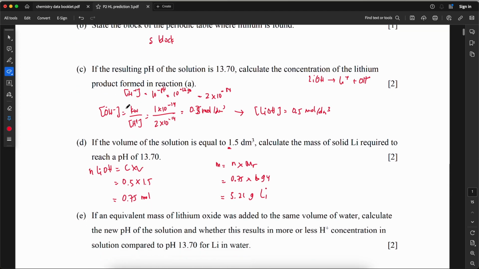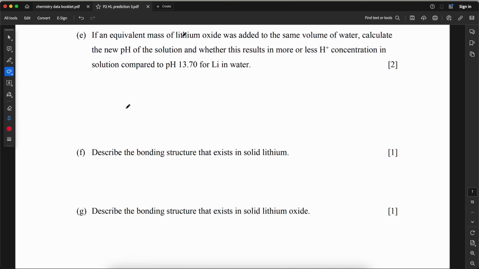If an equivalent mass of lithium oxide was added to the same volume of water, calculate the new pH of the solution and whether this results in more or less H+ concentration in solution compared to pH 13.70 for Li in water. So when lithium oxide is added or dissolved in water, it will produce lithium hydroxide. So now the mass of lithium is the same as lithium oxide, because equivalent mass, right, to the same volume of water.